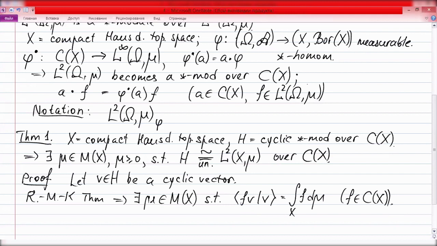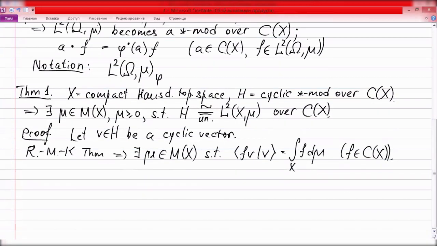Well, indeed, the left-hand side of this equality is clearly a bounded linear functional on C of X. And the Riesz-Markov-Kakutani theorem gives us the measure mu. So I claim that this measure is exactly the measure we are looking for. First of all, we have to show that this measure is positive. To show that mu is positive, we take any non-negative continuous function.